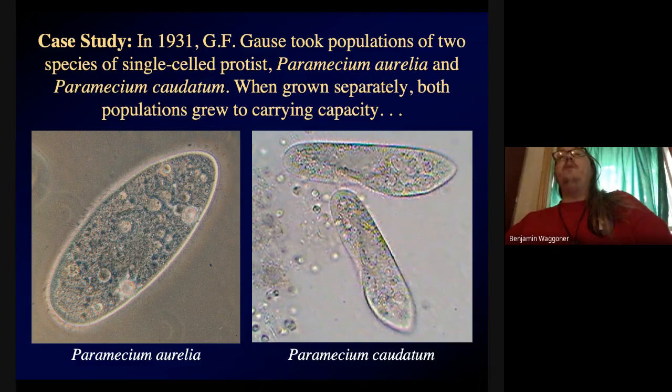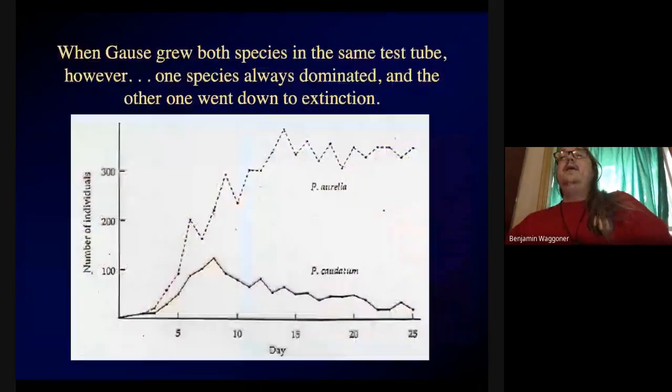And when you grow them separately, you can grow these very easily in a little dish. If you grow them separately, both populations will grow all the way to carrying capacity. They feed on bacteria and things like that, and they'll grow until they reach equilibrium. But when you grow both species in the same test tube, one species dominates and the other one goes down to extinction. That's some of his actual data.